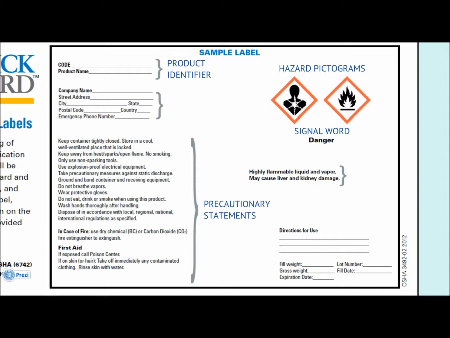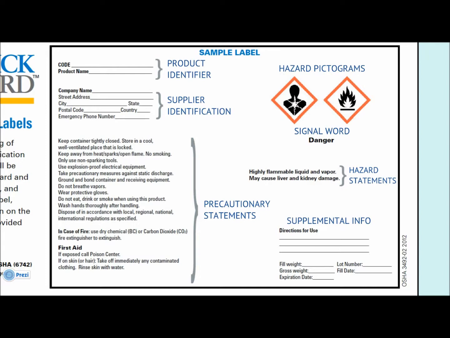A hazard statements section. This section will include relevant statements that describe the nature of the hazard. This example claims it's highly flammable and may cause liver or kidney damage. Depending on the product and where you received it from, the label may include some more information regarding the supplier and any supplemental info, such as expiration dates and further directions.